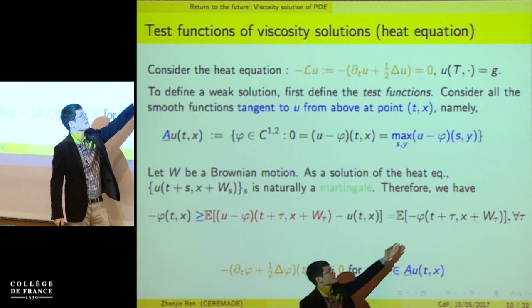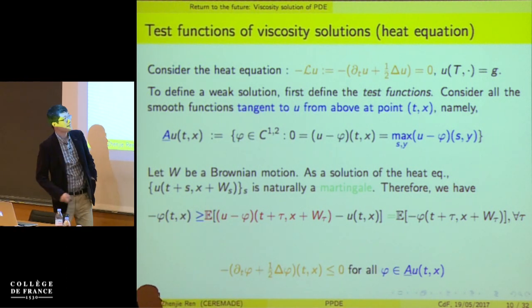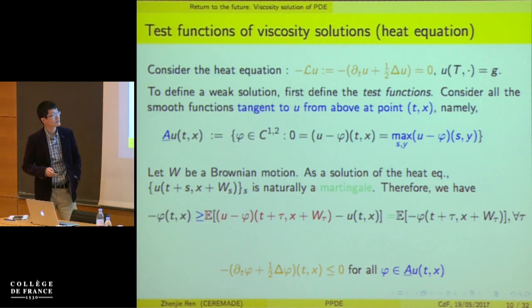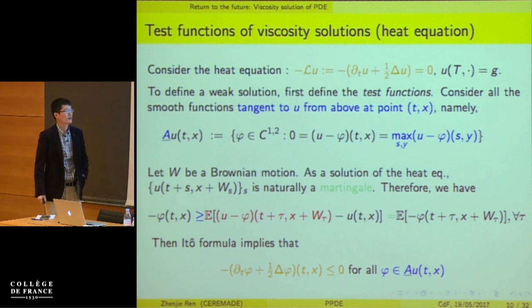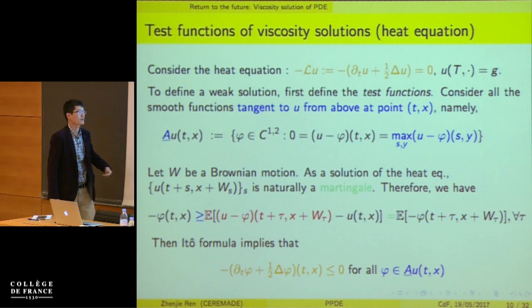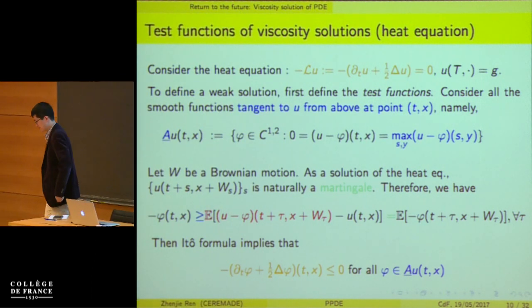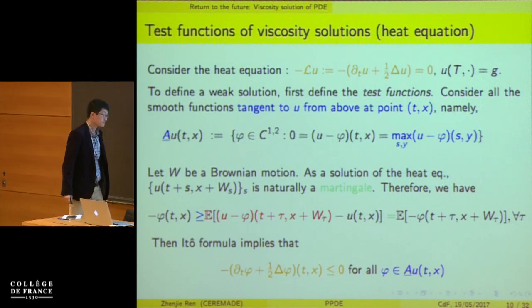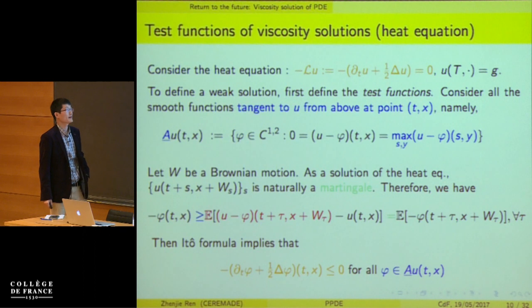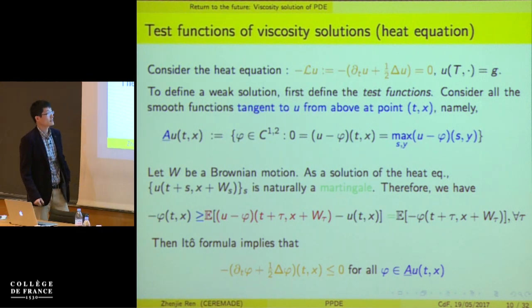So what's left is the expectation of minus phi(t+tau). And then since phi is a smooth function, we can apply the classical Ito formula to obtain this sub-equation for phi. This is where we just replace the classical analysis by a probabilistic argument. But then when we review this probabilistic argument, we find something more.